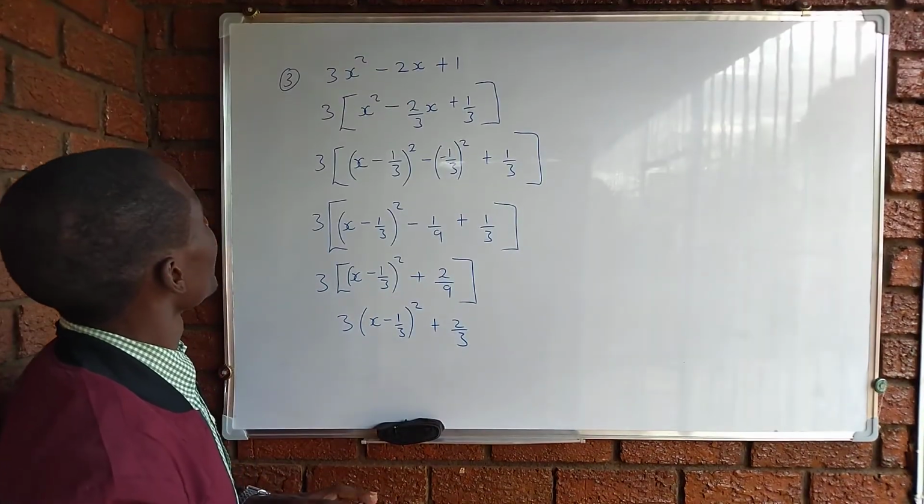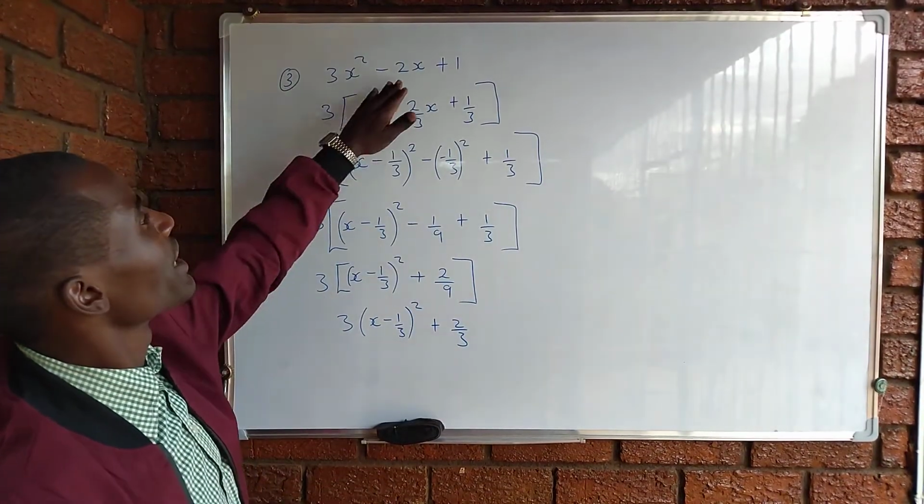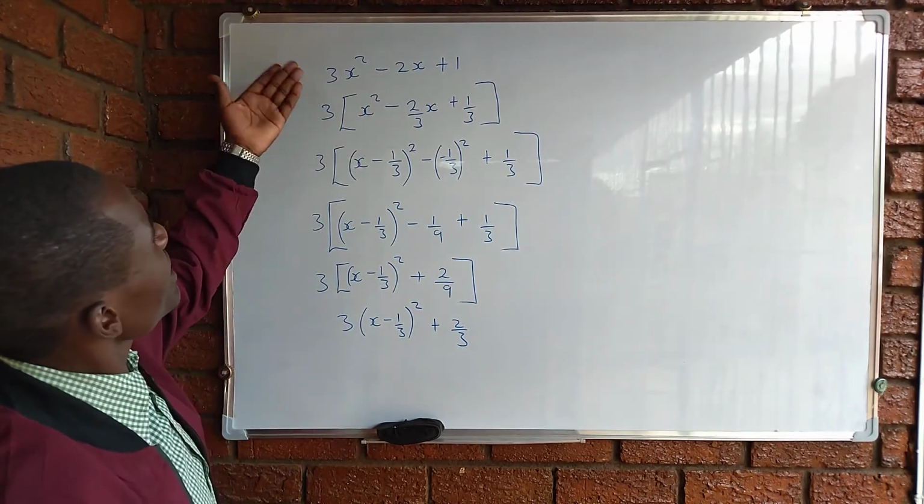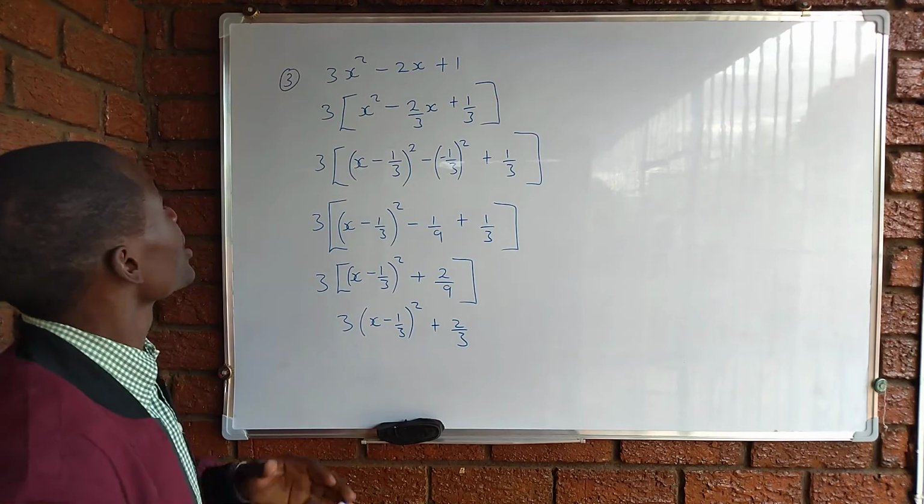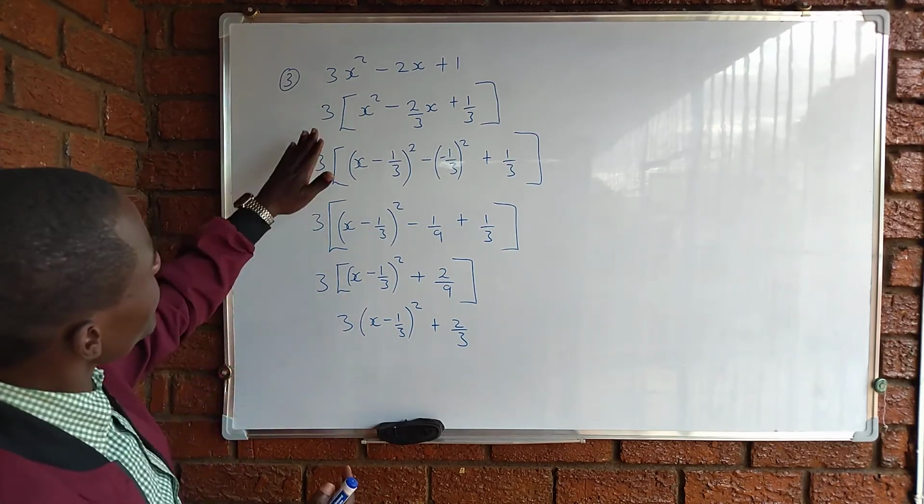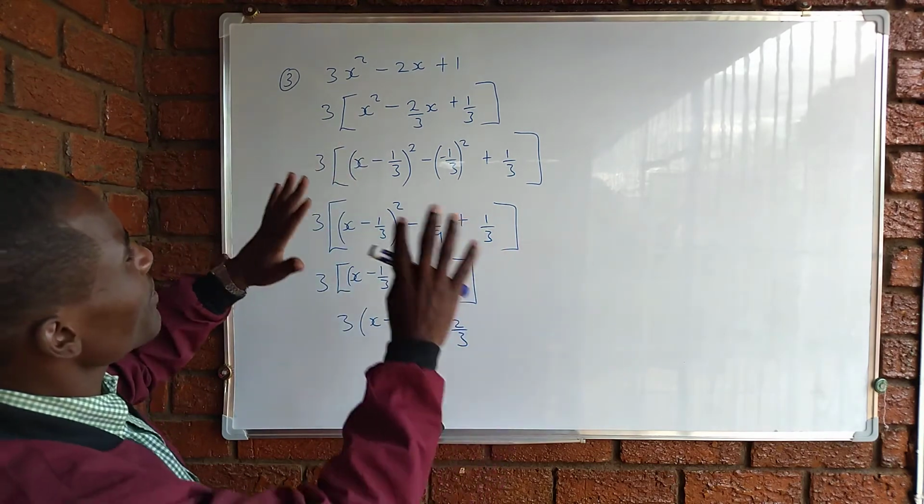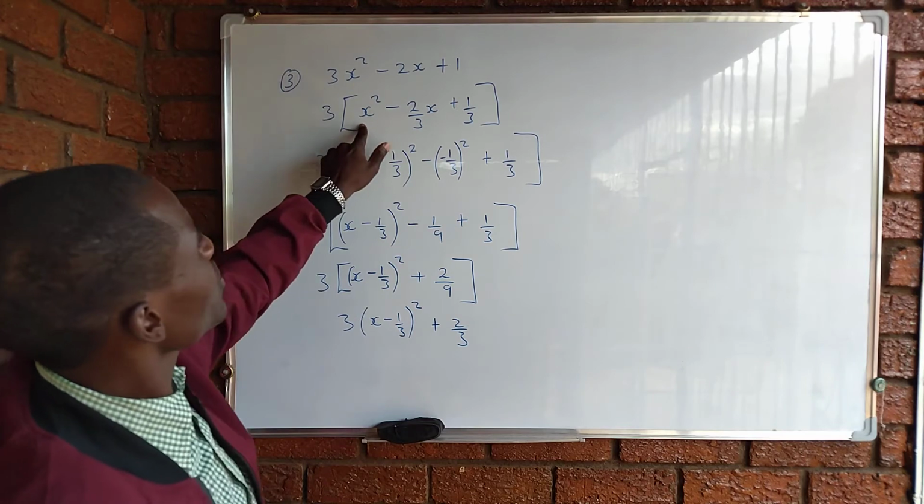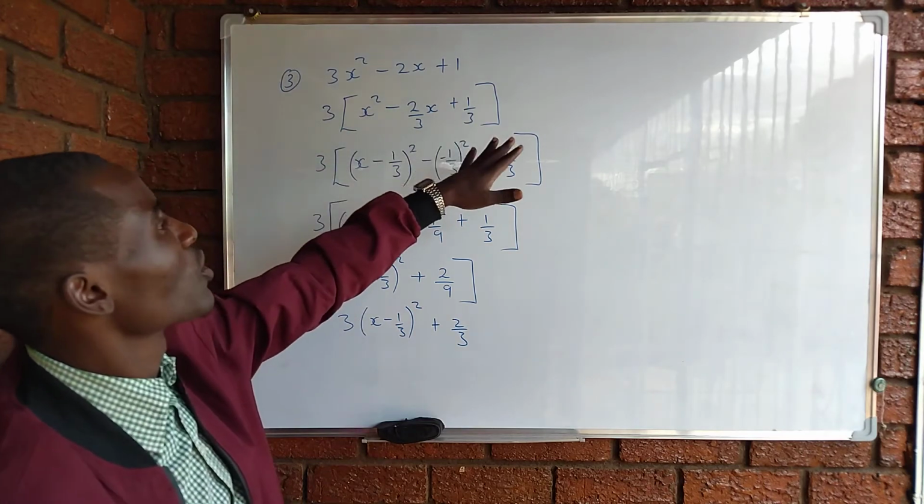So the last example, 3x squared minus 2x plus 1. Right? In this case, the coefficient of x squared is not 1. So first we factor out 3. So in the first stage, we just factor out 3 and leave the rest as it is. When we factor out 3, we remain with x squared minus 2 over 3 x plus 1 over 3.